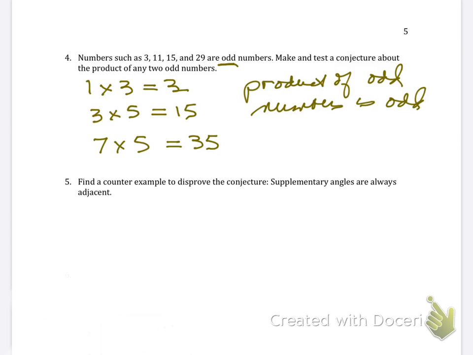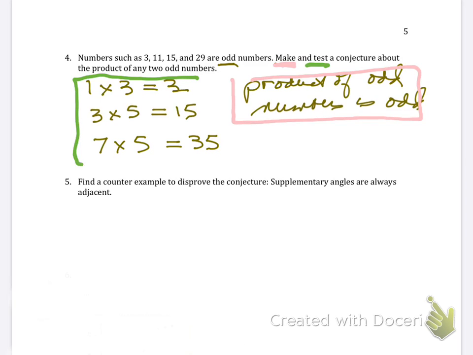Okay, and this is my test. So let's underline some things. Make a conjecture. So let me switch color here. So make a conjecture. So here's my conjecture. And then they want us to test it. So test is this. Here's my test. I took 2 odd numbers and I multiplied them together and got an odd number. Okay, if you find one counterexample, then the pattern does not hold.